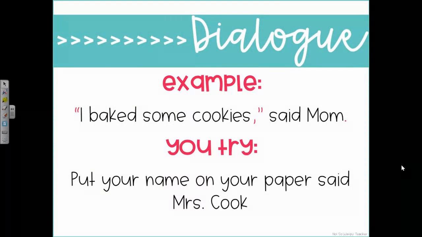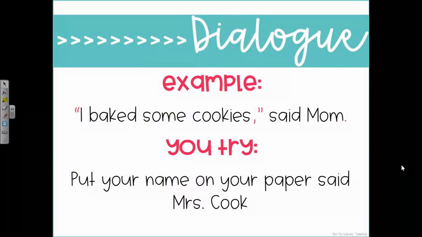Here's the example. "I baked some cookies," said Mom. Okay, so if you're just writing a sentence, that's how you punctuate it correctly. You put quotes before the words that were said, I baked some cookies. Then you put a comma and close the quotes and said Mom, period. The period doesn't go until the very end.